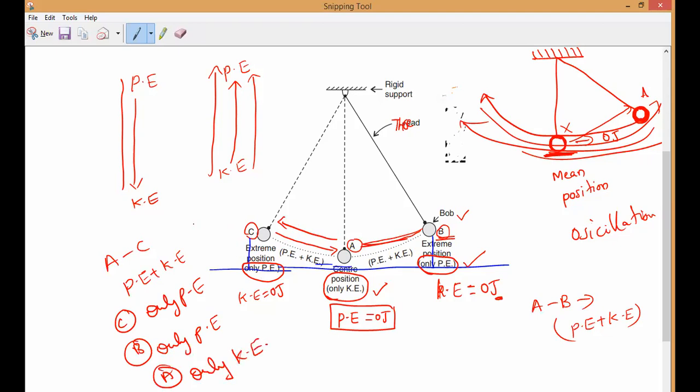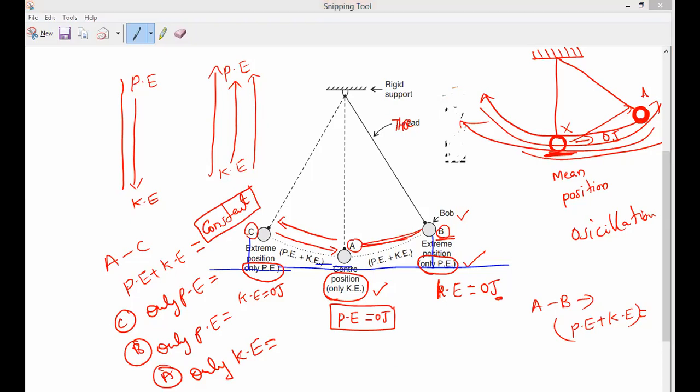But the sum of the two always remains what? Constant. This is what we call the law of conservation of energy. Yes, sir.